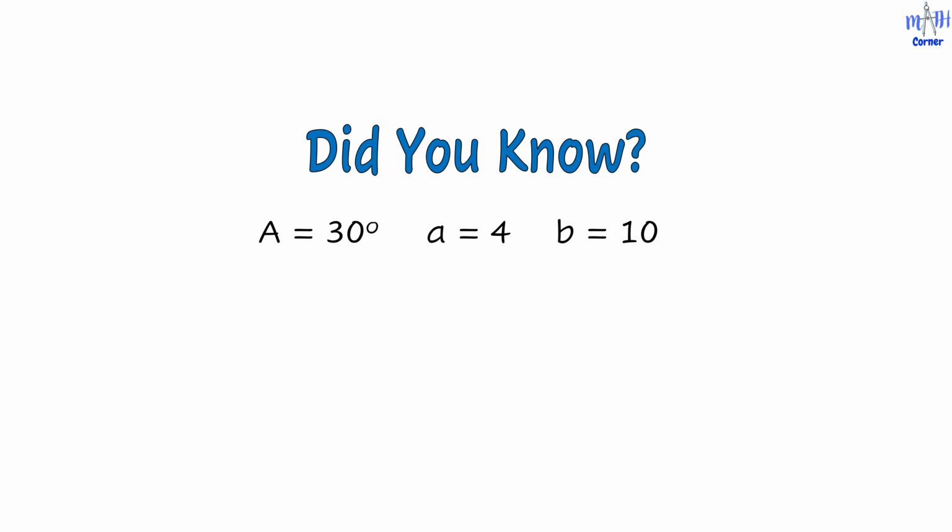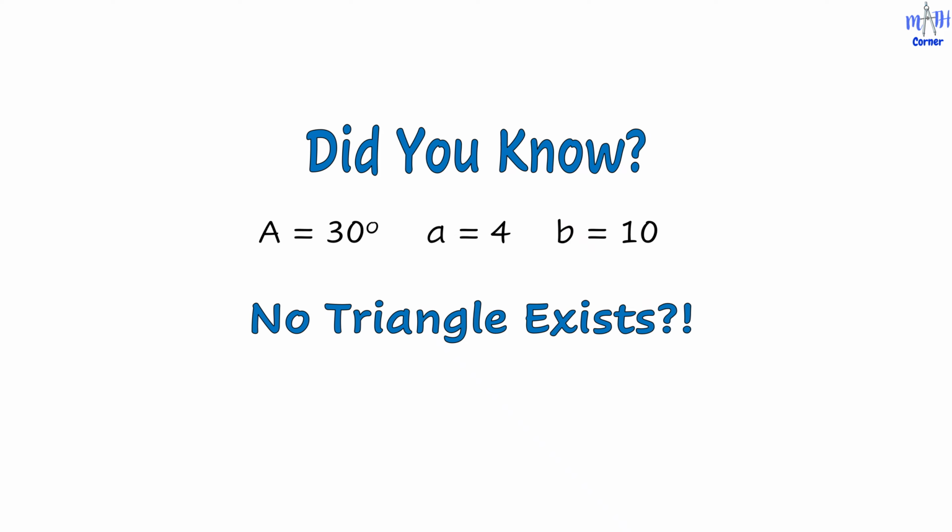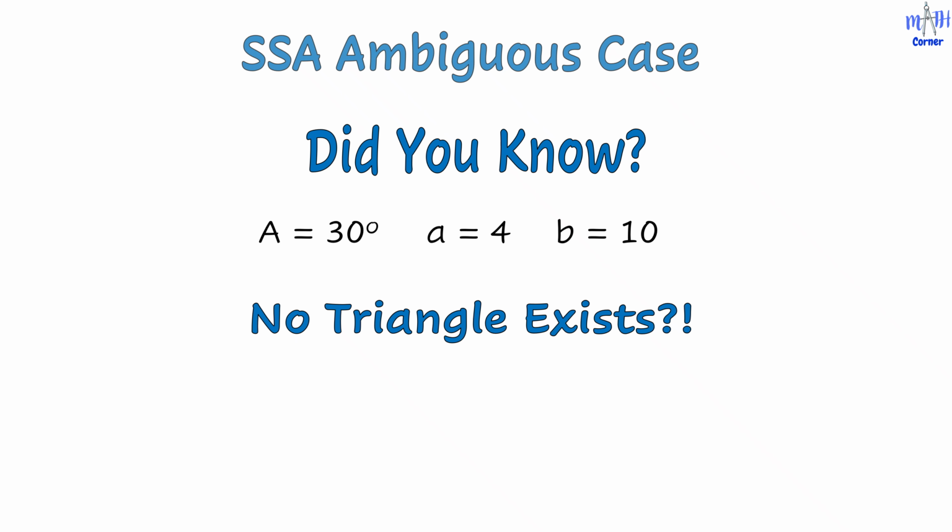Did you know, sometimes you are given enough information to form a triangle, but no triangle actually exists? In this video, you will learn about the SSA, also known as the ambiguous case. We will focus on the situation where no triangle is possible.